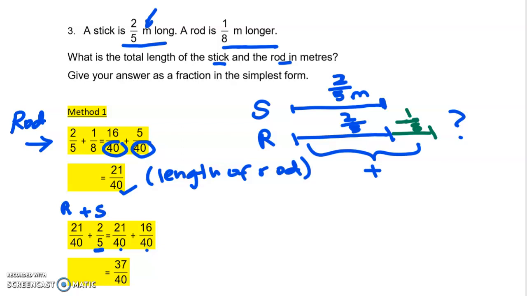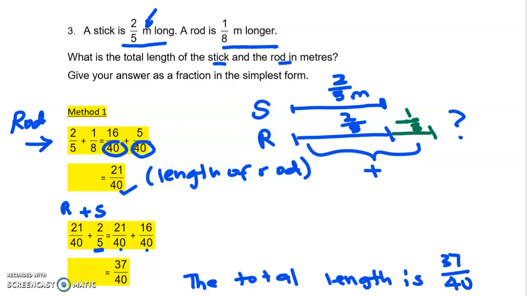So you need to write in a full sentence what the total length is. Just keep your sentence simple: the total length is 37 out of 40 meter.